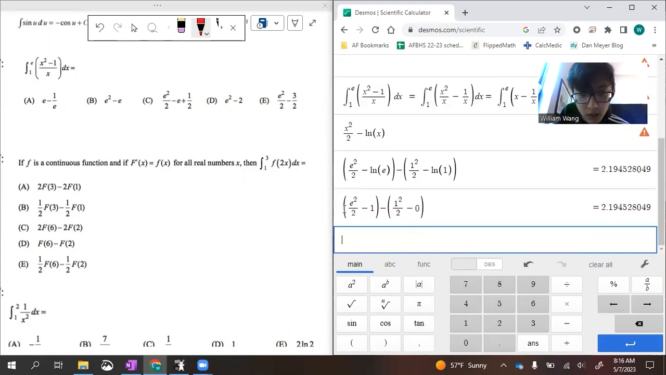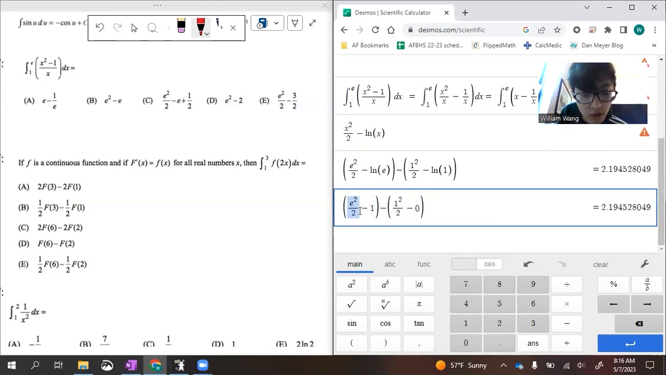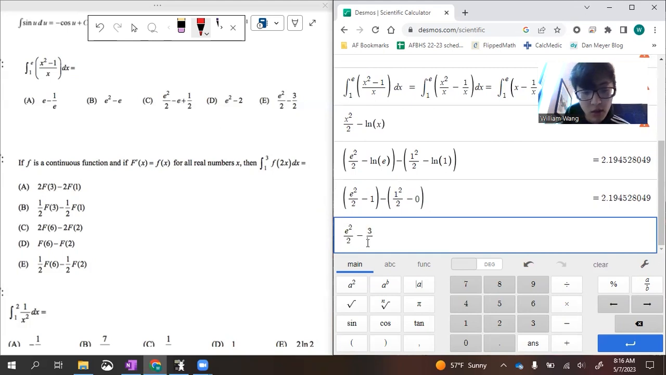All right. So this turns into e squared over 2 minus 1 minus 1 squared over 2, that's just 1/2. So it's really e squared over 2 minus 3/2. All right, so that's my final answer, as simple as I can get it, and you can see that matches up with answer choice E.